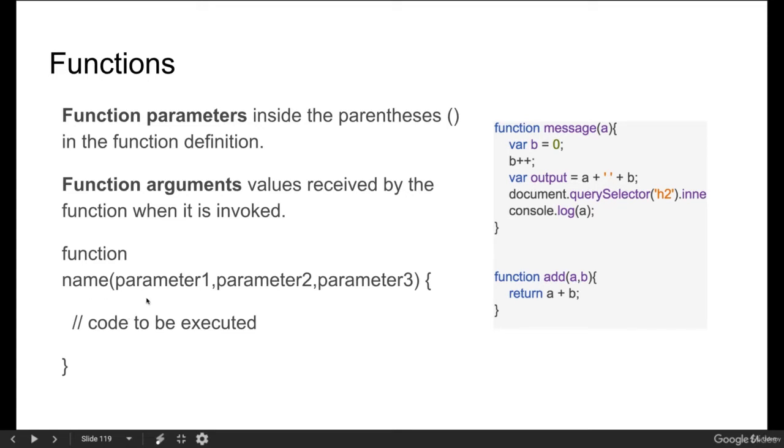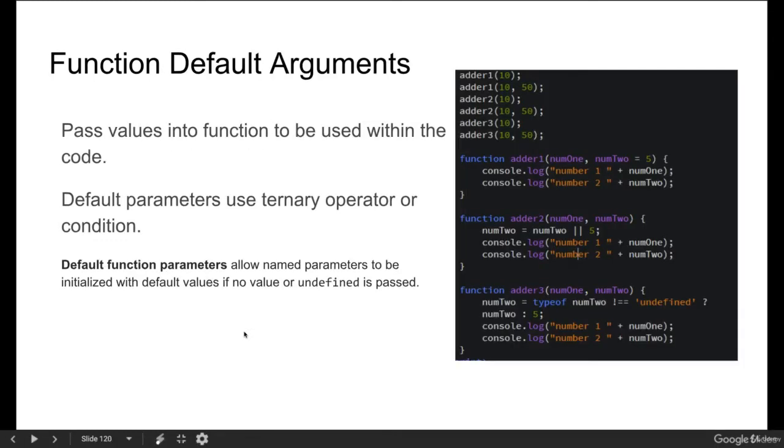The function can also have multiple parameters. So we can have parameter 1, 2, 3. Notice that they're comma separated, and the structure is the same, where we still have the code that's being executed. You can also pass in default arguments. There's a number of ways to do that, and I'm going to be exploring those as well. So we've got some examples here.